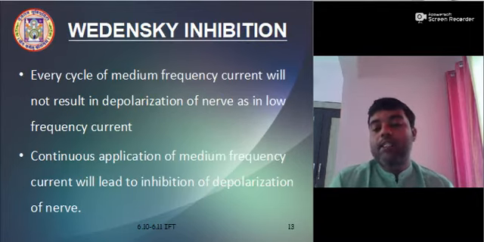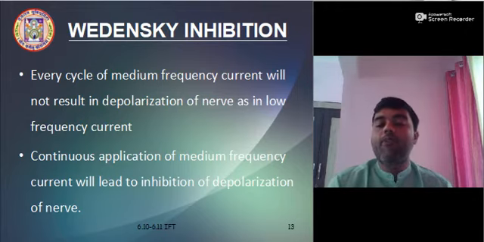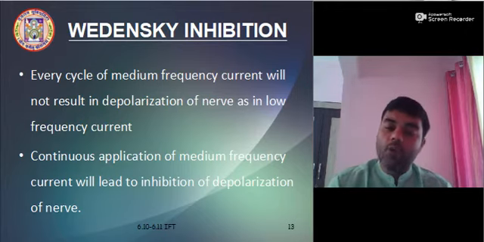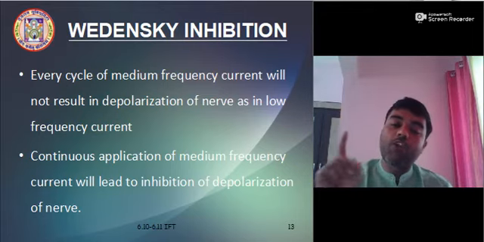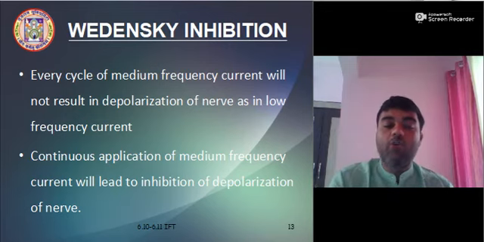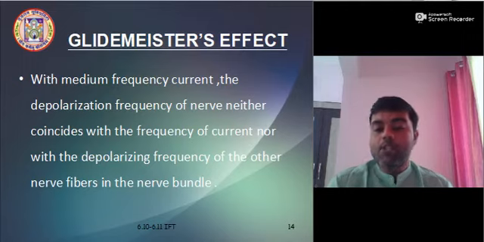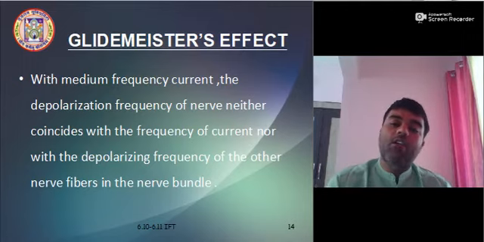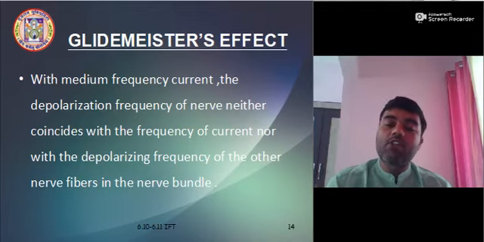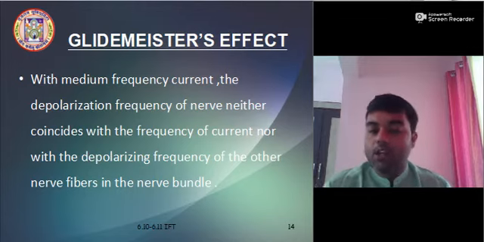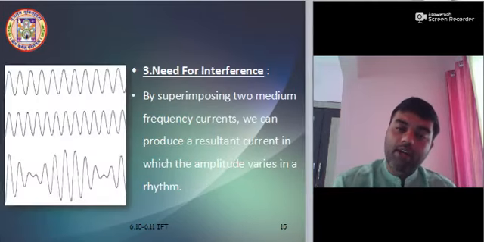Now, Wedensky inhibition. Every cycle of medium frequency current will not result in depolarization of the nerve as in low frequency current. Continuous application of medium frequency current will lead to inhibition of depolarization of the nerve. So medium frequency is also difficult for the patient. Gildemeister effect: with medium frequency current, the depolarization frequency of the nerve neither coincides with the frequency of the current nor with the depolarizing frequency of the other nerve fibers in the nerve bundle. So this is also an effect.